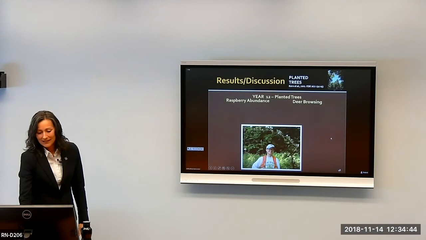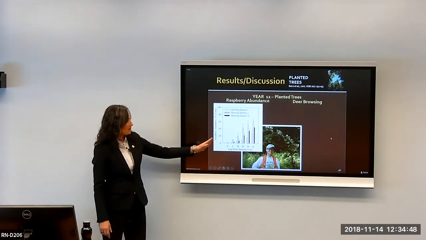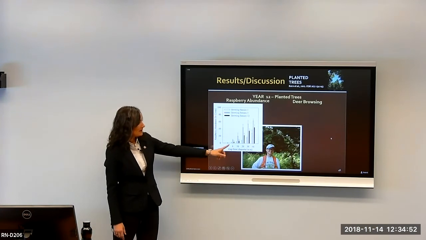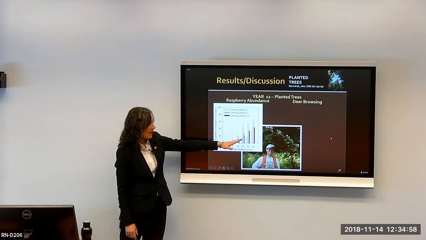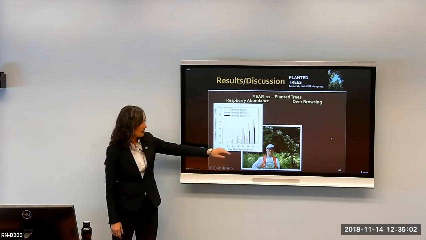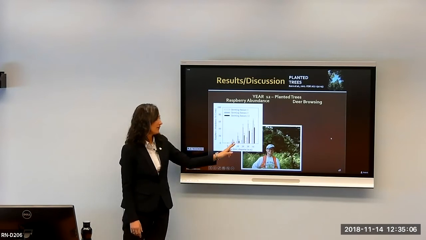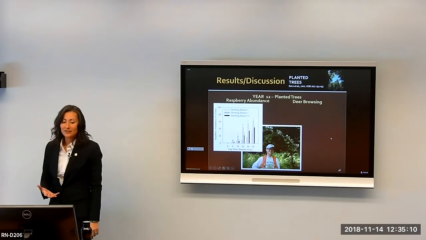So I have gap size on the X, raspberry cover on the Y, and this is the different growing seasons, 1, 4, and 12. So you can see the raspberry fluctuates, but it's high. The larger the gap, the more raspberry. And when you compare the largest gap to the smallest gap, they're still very different in terms of how much raspberry they had in them in year 12.